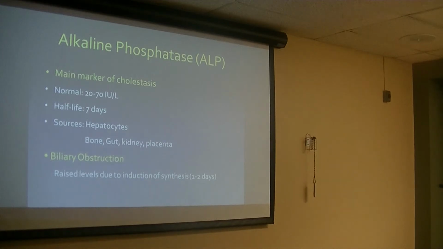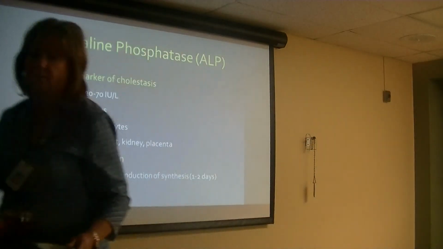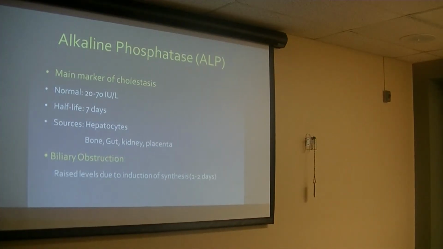So the normal level for alkaline phosphatase is about 20 to 70, half-life is 7 days. Like I said, it's found in the liver, the bone, gut, kidney, and placenta. And in the case of biliary obstruction, the reason the levels become elevated is that the obstruction actually induces the synthesis of alkaline phosphatase.